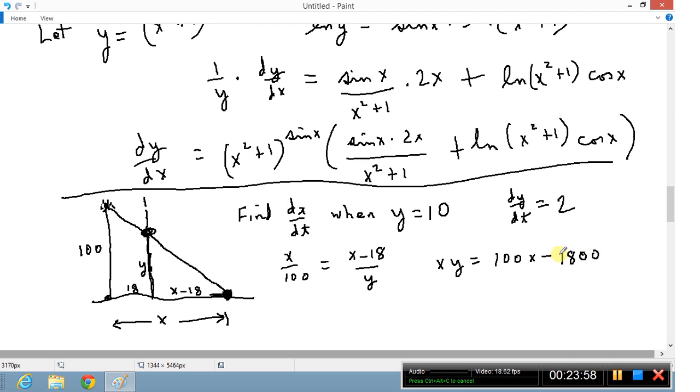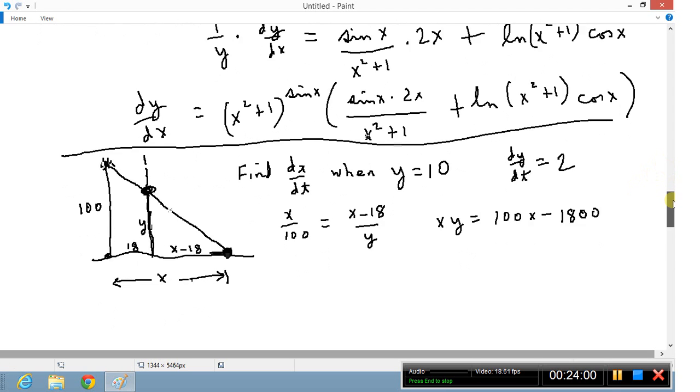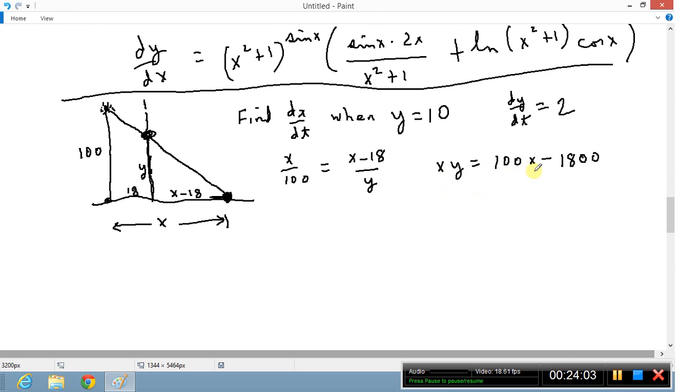Okay, so we need to get derivatives into this problem somehow. So how about taking the derivative of both sides? We need the product rule, so it's the first times the derivative of the second, which would be dy/dt, t is the independent variable, plus the second times the derivative of the first, dx/dt. So that takes care of the left side. And the right side will be 100 times the derivative of x. And that's it.